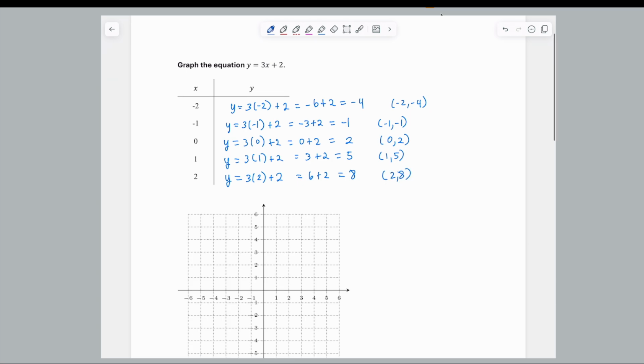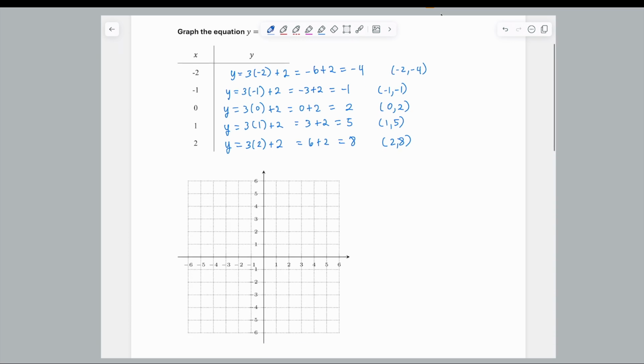All right, so now we have some ordered pairs to give us an idea of how the graph should look like. So we're going to go ahead and plot these ordered pairs. So we have -2, -4, which would give us a point here. We also have the point -1, -1, which would go right about there. And then 0, 2, which is a point there. 1, 5, and then 2, 8 would be off the grid. But it would be roughly right about there. Probably a little bit more over.